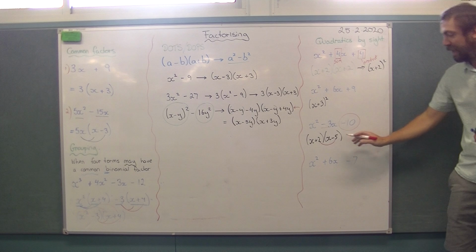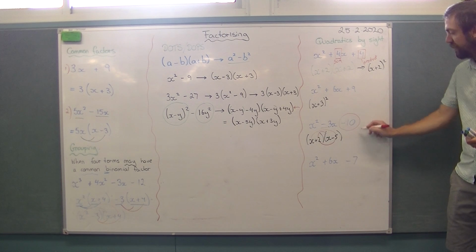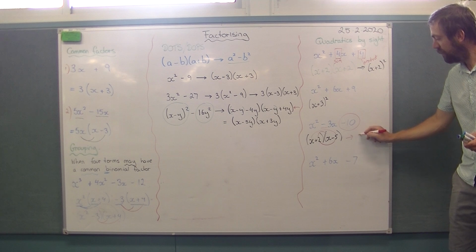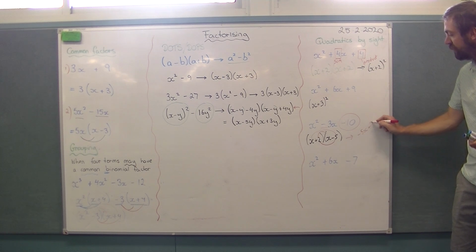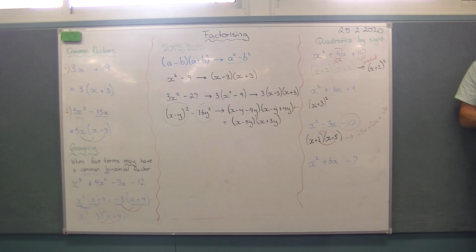Because when you expand it out, you're going to have minus 5 times x and 2 times x, and it's going to become minus 5x plus 2x equals minus 3x.